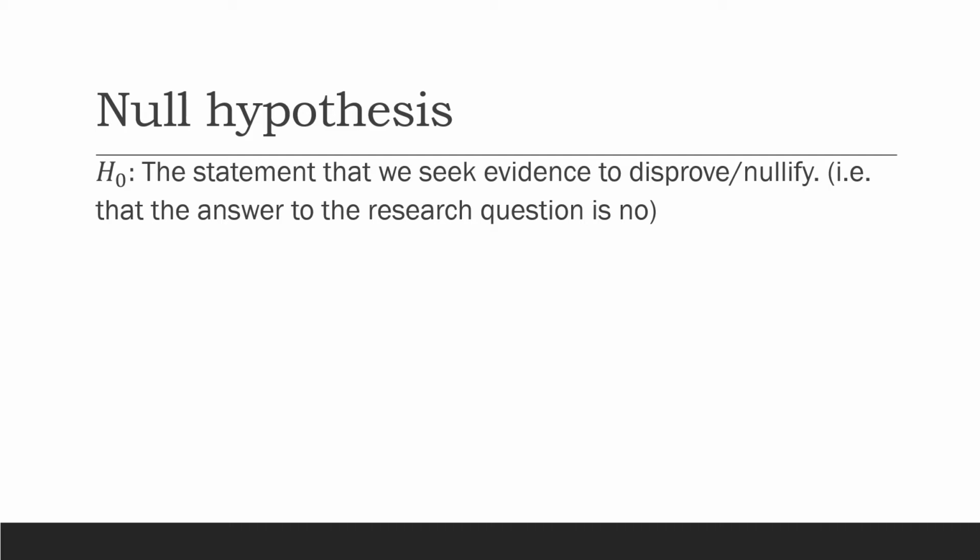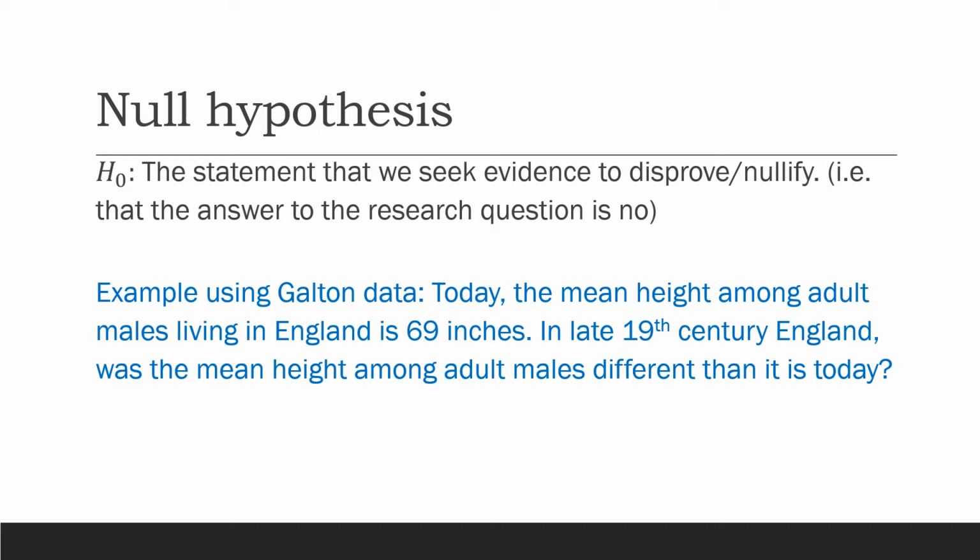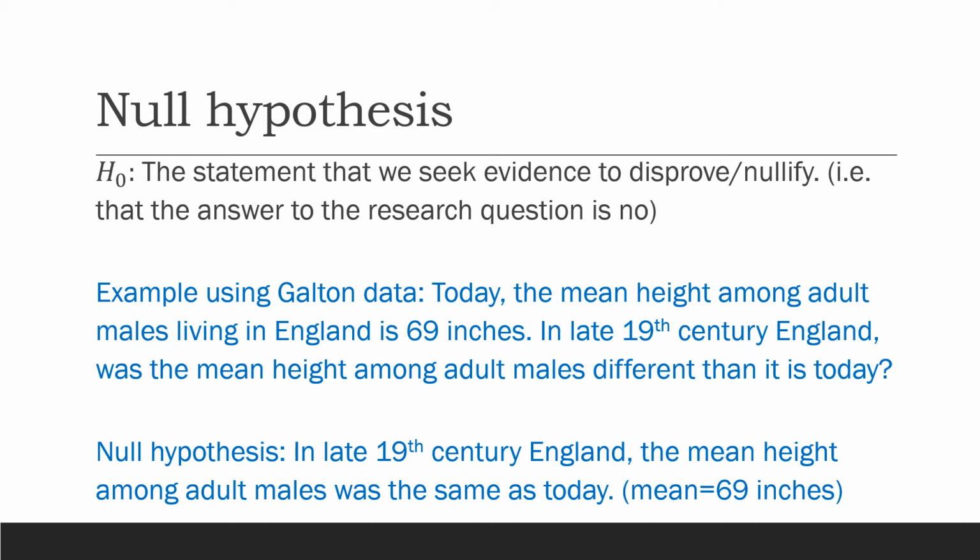Now, the first hypothesis that we're going to formulate is called the null hypothesis. We use the notation H with a 0 subscript to denote it, and it is the statement that we seek evidence to disprove or nullify. So this is going to be that the answer to the research question is no. In our situation, where we want to know in late 19th century England, was the mean height among adult males different than today? The answer no would be that it's the same, and so that's going to be our null hypothesis. The null hypothesis is that in late 19th century England, the mean height among adult males was the same as today, which would mean that it was equal to 69 inches.